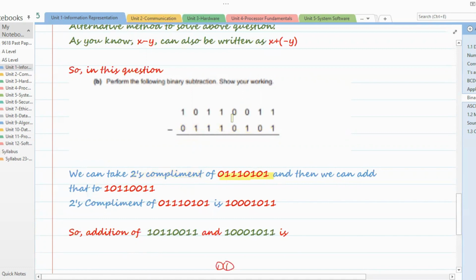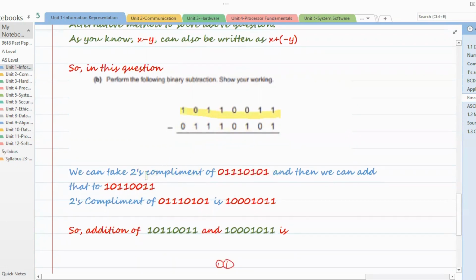And then what we'll do? Then we'll add this number to that. So 2's complement of this is this. We have learned how to calculate 2's complement and 1's complement, so you can watch that video. What we do normally, till the first 1, we write the number as it is. And then for the rest of the bits, we take 1's complement and we write. So that is what we have done here. So 2's complement of this number is this.